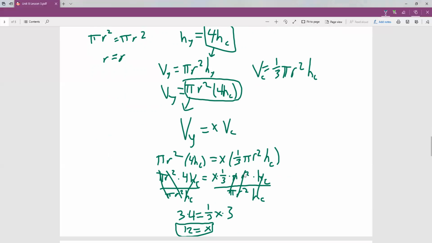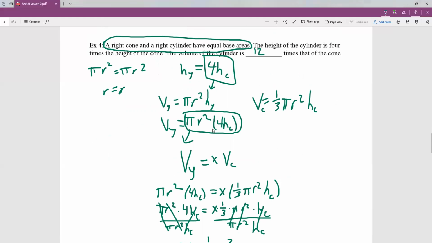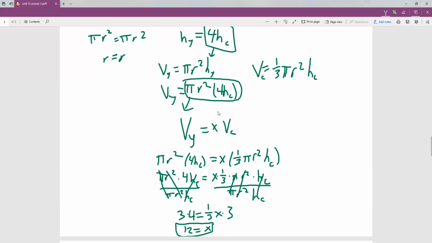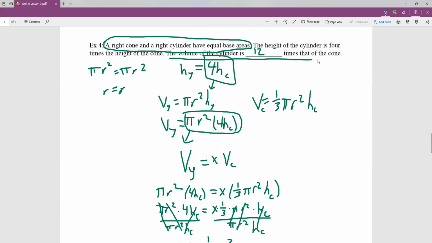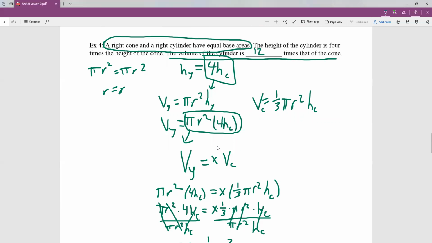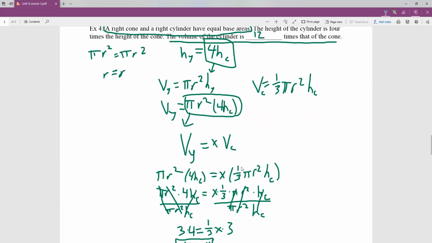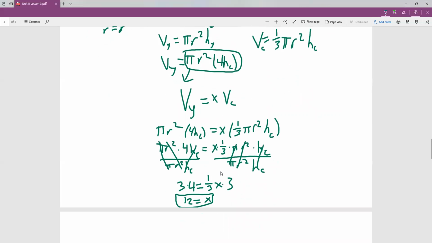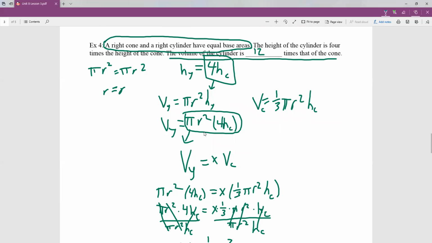So that was a lot, but basically what we did is, since we knew everything was pretty much the same between the two, except that the height of the cylinder is 4 times the height of the cone, in the formula for the volume of the cylinder, we just replaced the height with 4 times the height of the cone. Then we wrote this last sentence out as a mathematical sentence. The volume of the cylinder is blank times the volume of the cone, and then we solved it for that blank, that x. We got 12. So we plug that in.